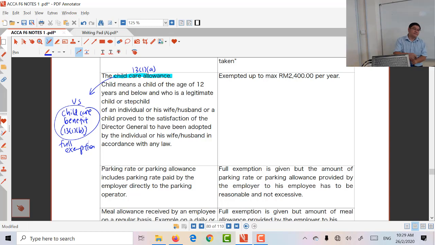Okay, it gets full exemption. It's a very good thing. We always recommend to employers when we do consultancy, we tell them to run or operate a childcare for the staff. Because most parents, actually not parents, most mums, because fathers usually don't have that feeling, but the mum will have that feeling.